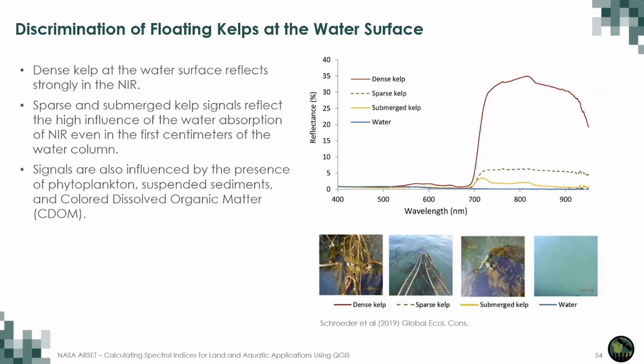Another index, such as the floating algal index, which we've shown before, could also be useful to analyze the conditions of these kelps at the water surface. The floating algal index uses the red edge region of the spectrum and the shortwave infrared region, and was specifically developed for MODIS data.